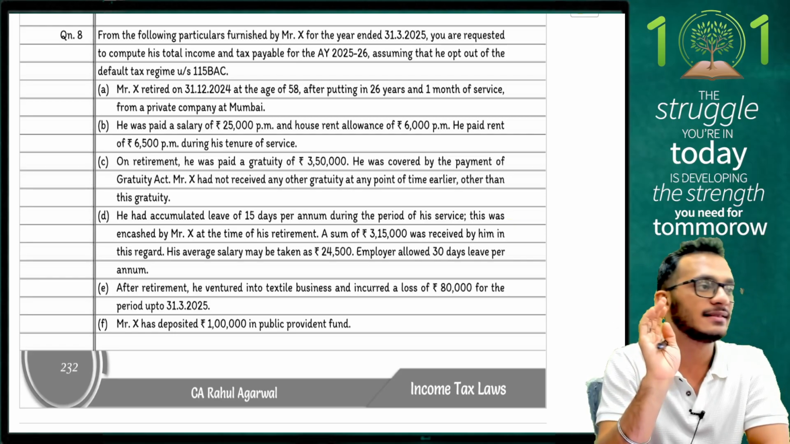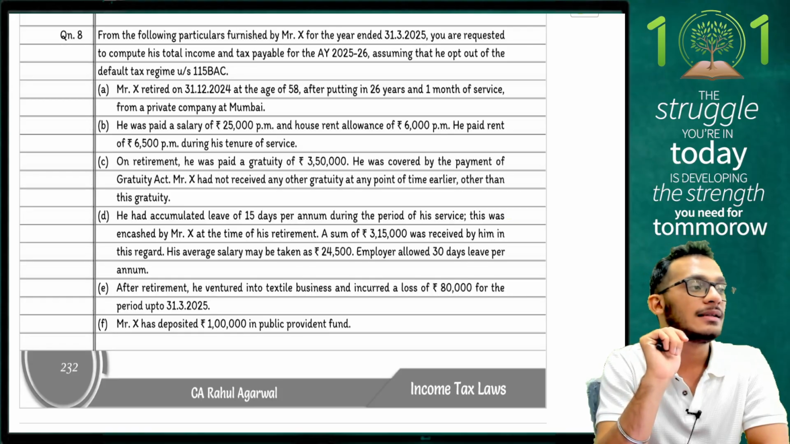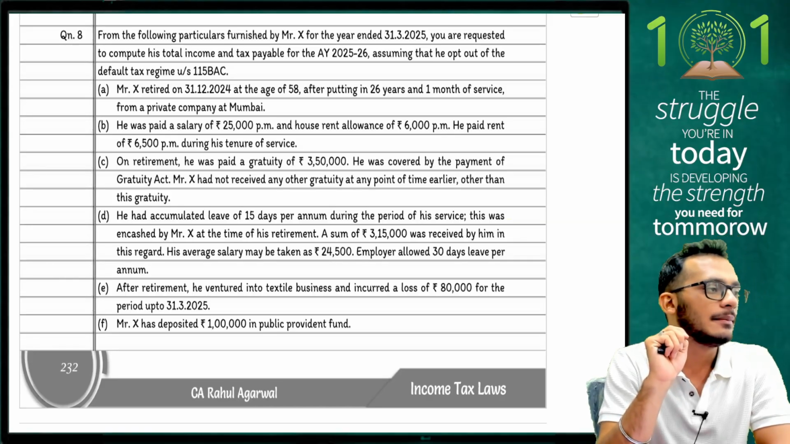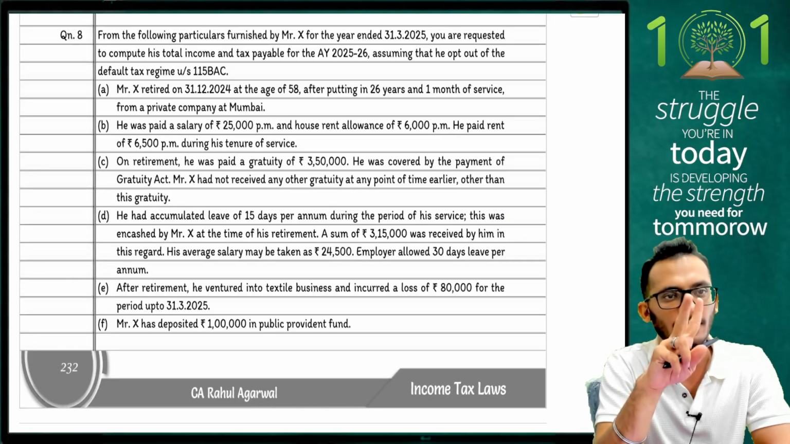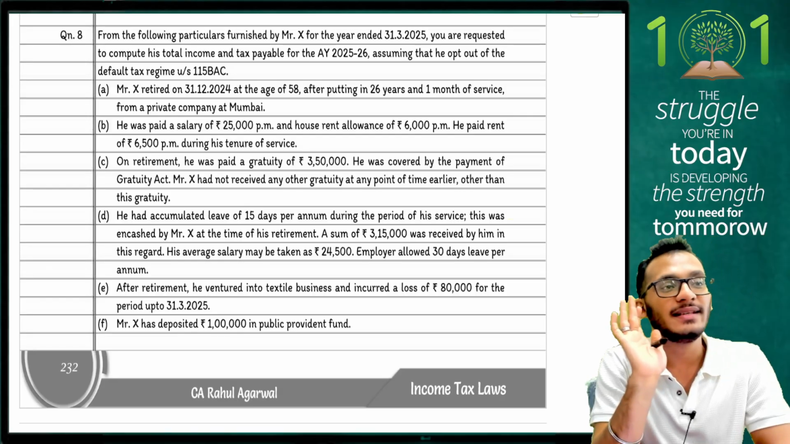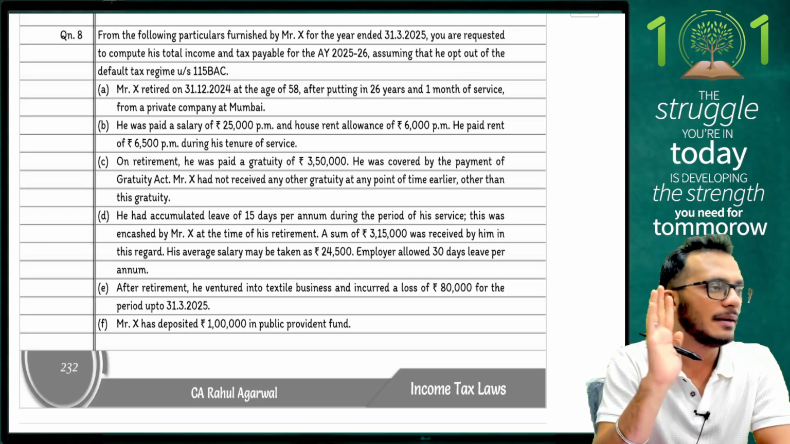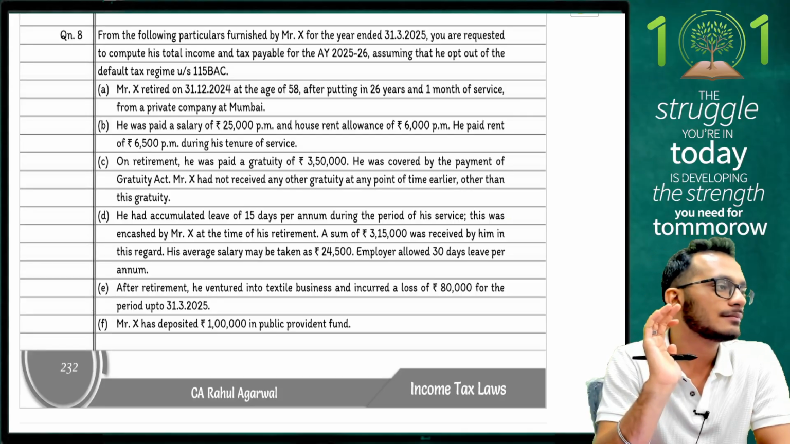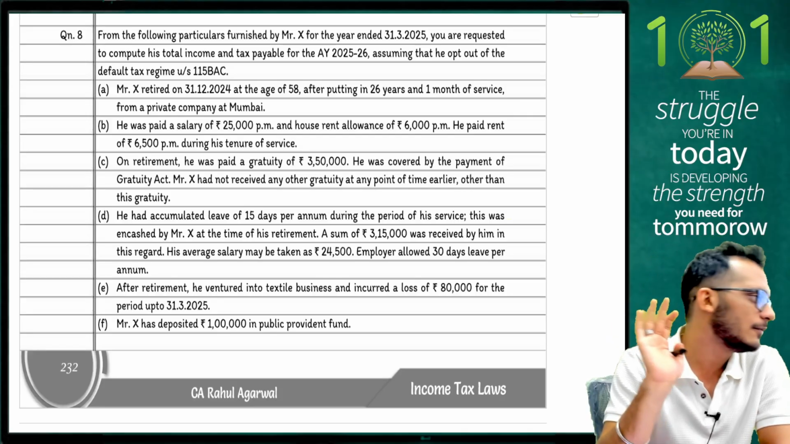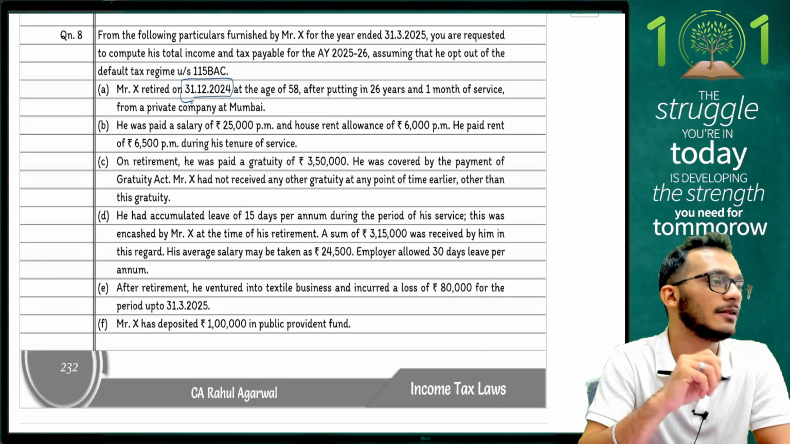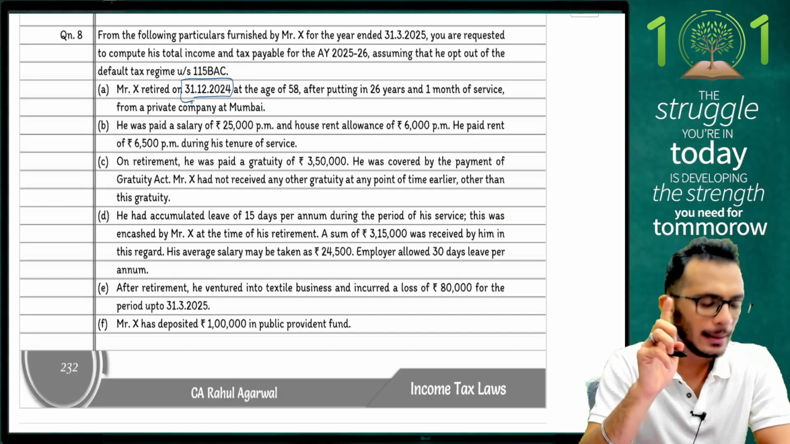The question says Mr. X retired on 31st December 2024, which means the person only worked for 9 months: April, May, June, July, August, September, October, November, and December. Which means he has only received salary for 9 months. That is the starting point. If your basic salary is wrong, everything else is wrong. You don't need to proceed forward. So be mindful that the basic salary itself is for 9 months, and therefore he will only get salary for 9 months.